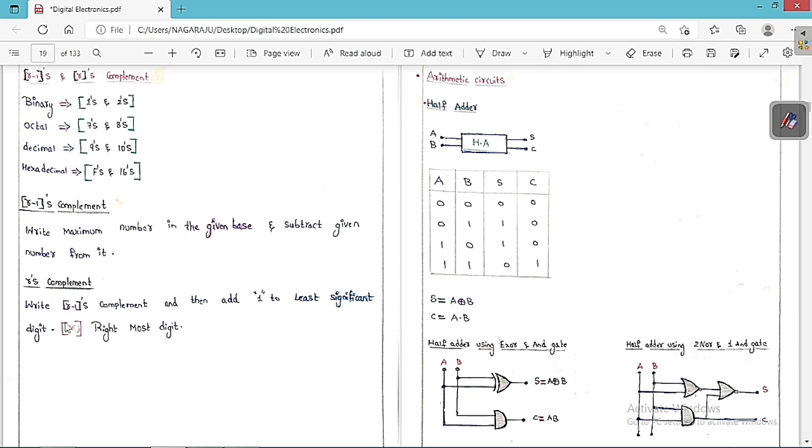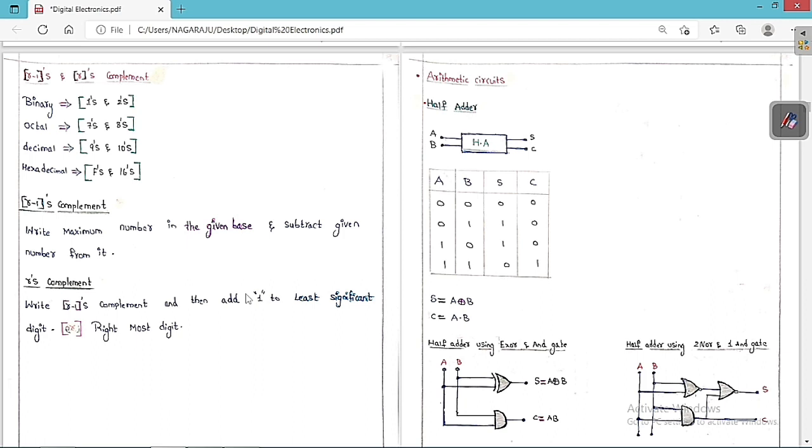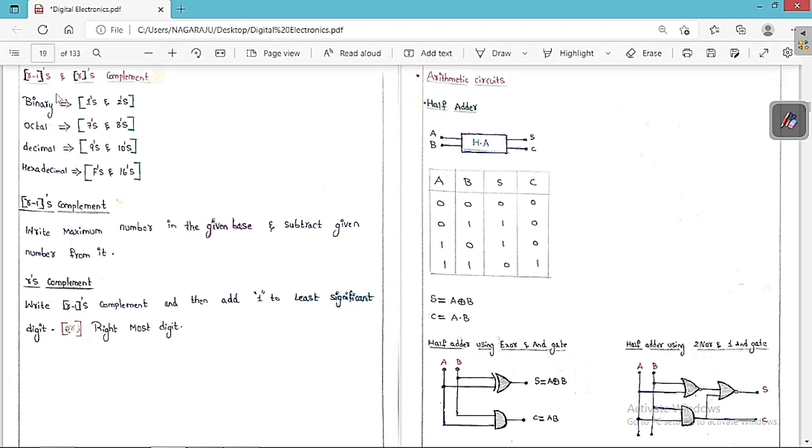So basically, whatever number you got from the R minus 1's complement, you have to add 1 to the least significant digit, or the rightmost digit. The result is called the R's complement. This is the part that you always have to keep in mind. Listen carefully: R minus 1's complement and R's complement. For any number system, there are two complements, the R minus 1's complement and the R's complement.